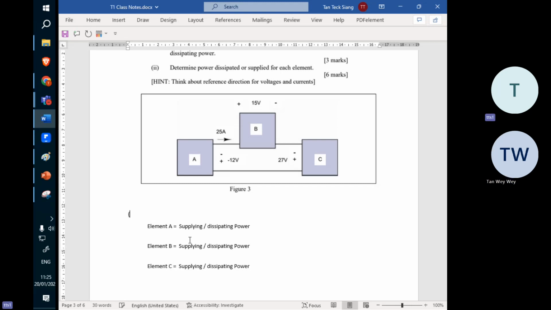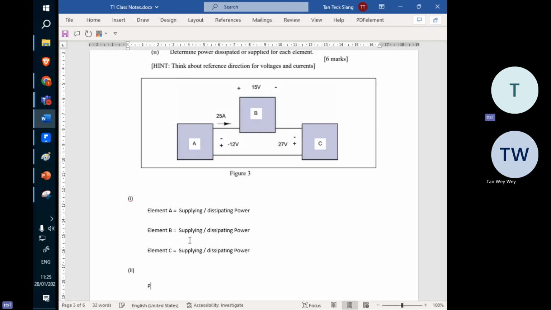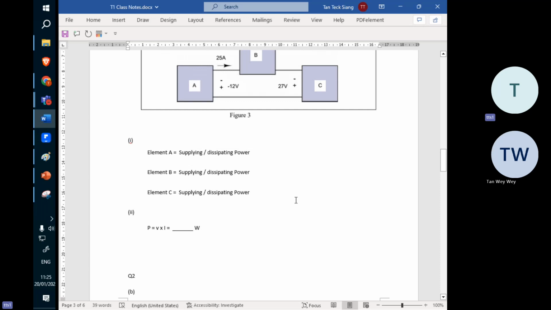This is part 1. So part 2, you need to determine the power. Part 2, use P equal to V times I, is equal to how many watts? From here it gives you the current already. Of course, you can multiply. But be careful.